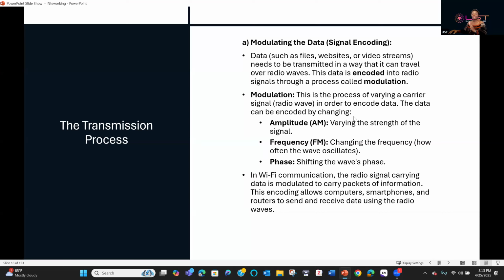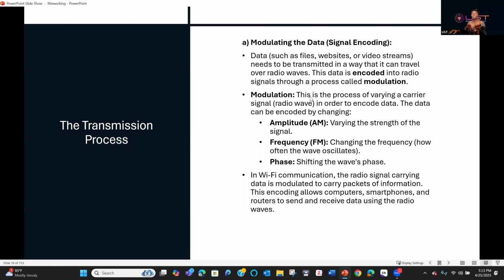It says data such as files, websites, or video streams. That reminds me, if you go to my playlist, GRC in Minutes, I already have a video on what constitutes data. You need to be able to understand what data is. We can't just talk like that, because data forms the backbone of everything. Everything centers around data, and that's why it's important for you all to have a good understanding of it, right?